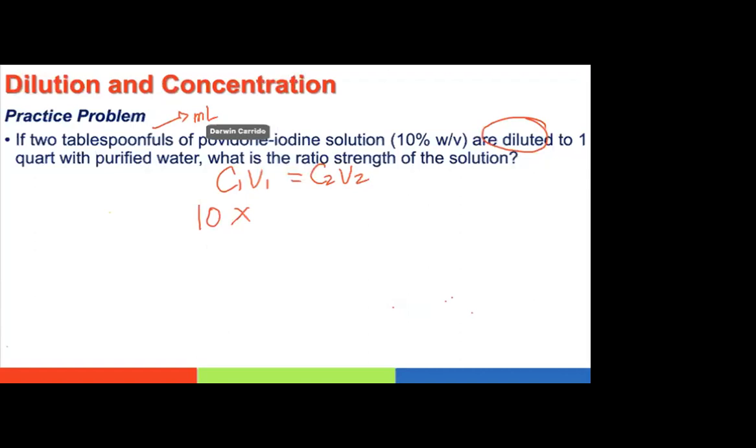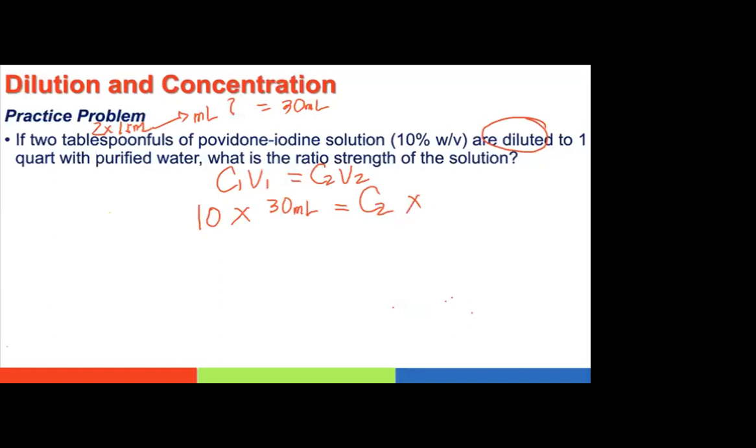2 tablespoons, which is equal to how many ml? 1 tablespoon is equal to 15 ml, so 2 tablespoons is 30 ml. And equals C2. Is that what is being asked? Yes, as a ratio strength, but let's find the percent first. What is the final volume?